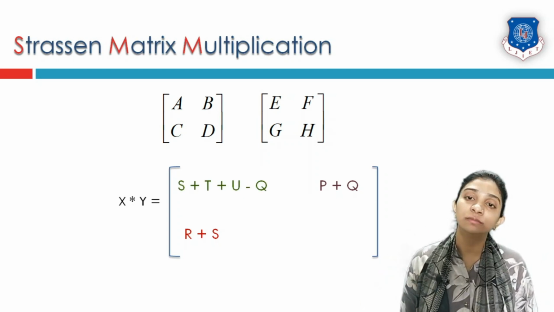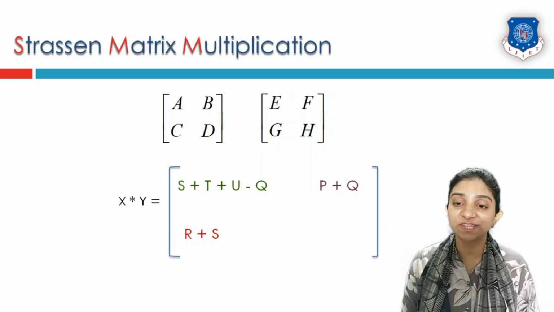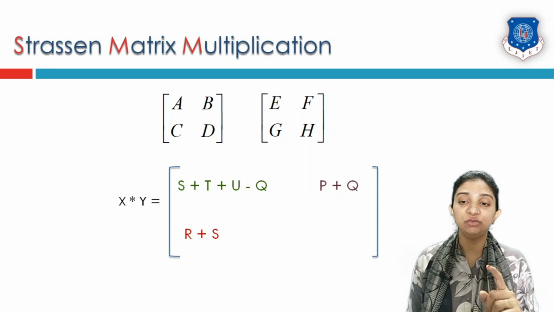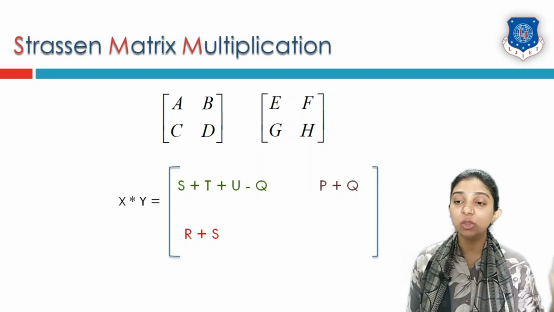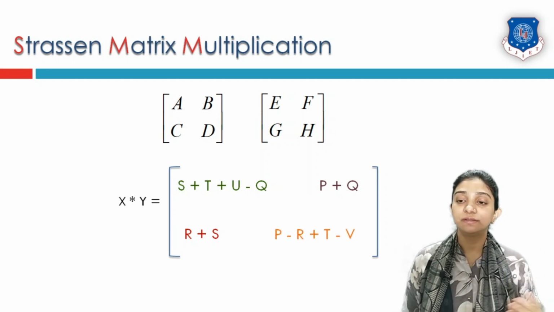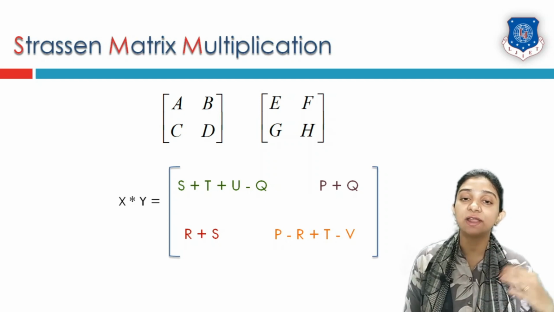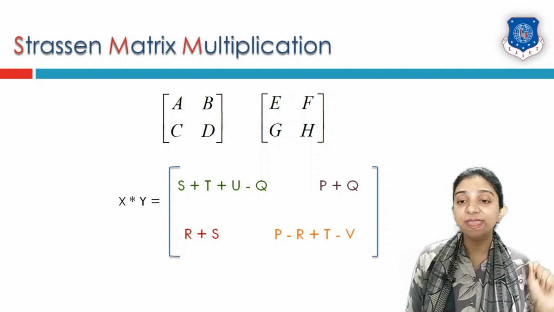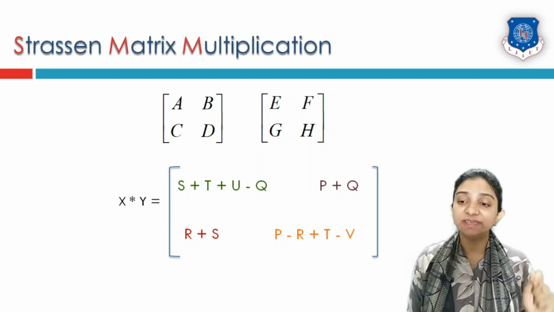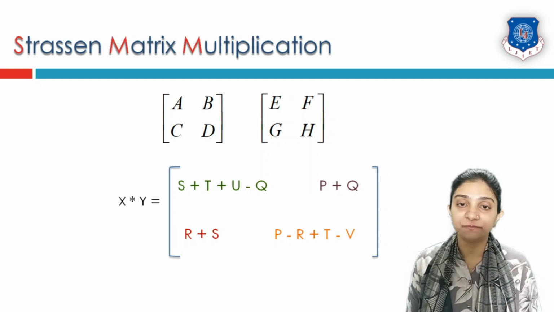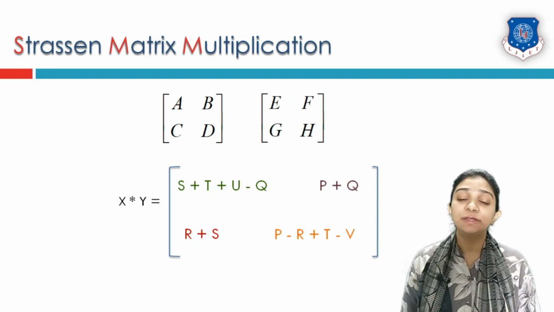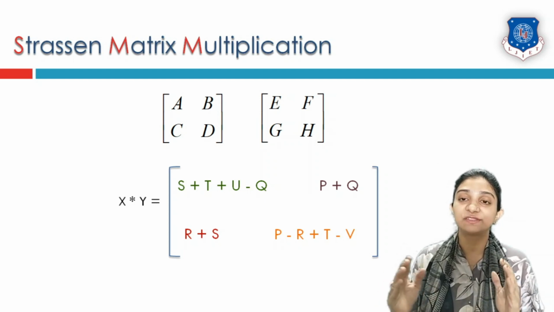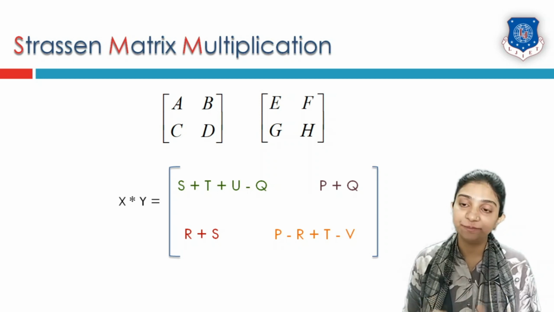Now topmost column row element is S plus T plus U minus Q. So it will be STUQ. All added, only Q is subtracted. Now here, next last element will be PRTV. Every symbol will have an alternate sign here. So P is positive, R is negative, T is positive and V is negative. So with the help of this particular technique, you can understand complex method of Strassen's matrix multiplication very easily.